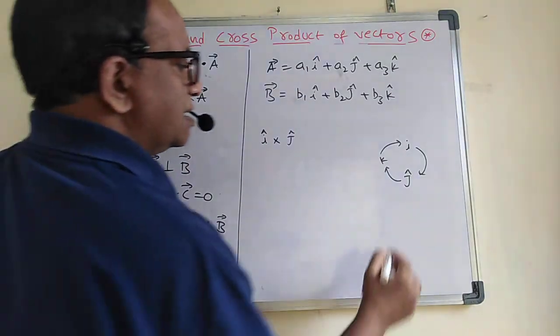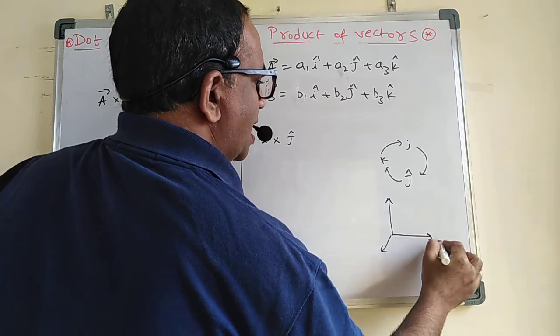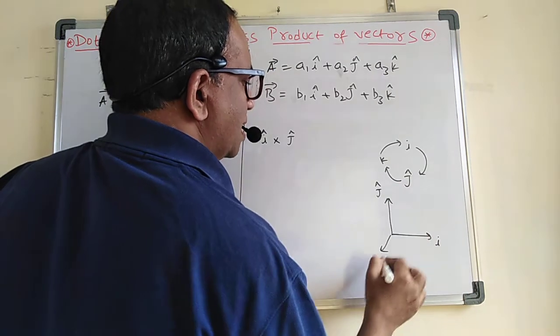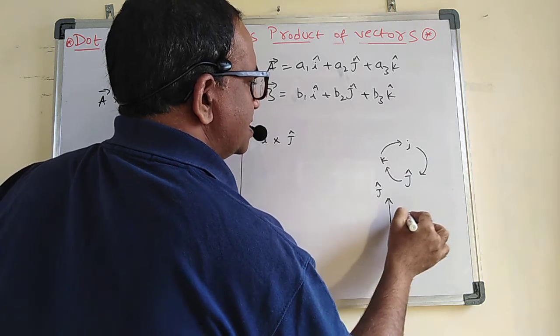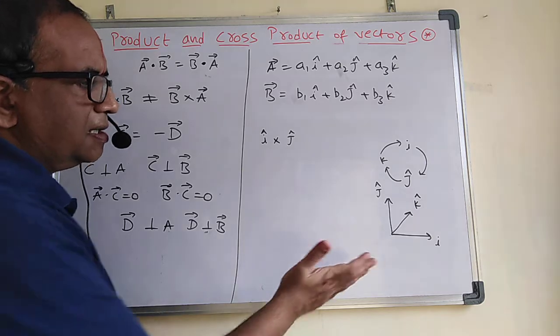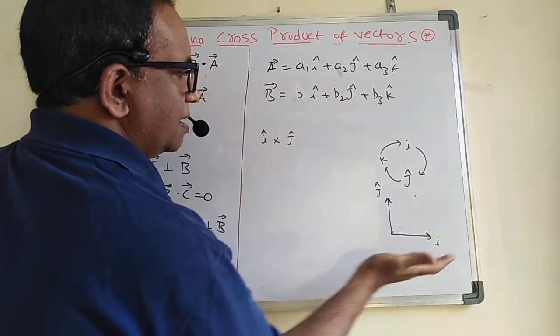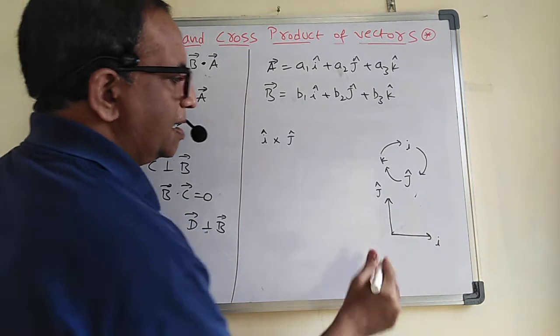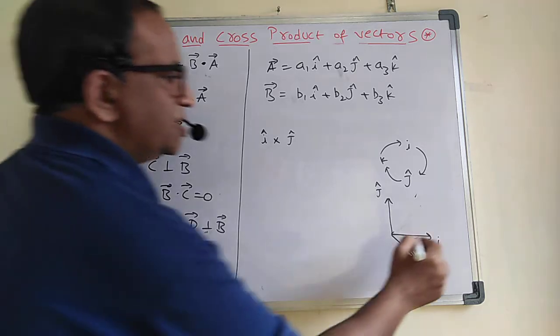Suppose here I will draw. Try to understand this one. This is i, this is j, and this is k. Let me draw the k cap this side. i cross j, what is this one? This one is k cap. Please try to understand here.